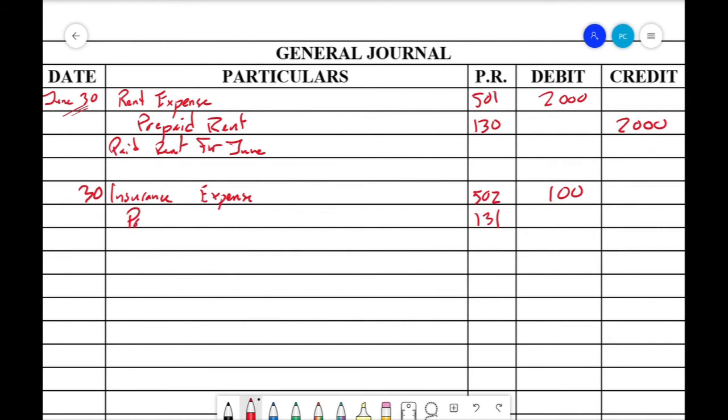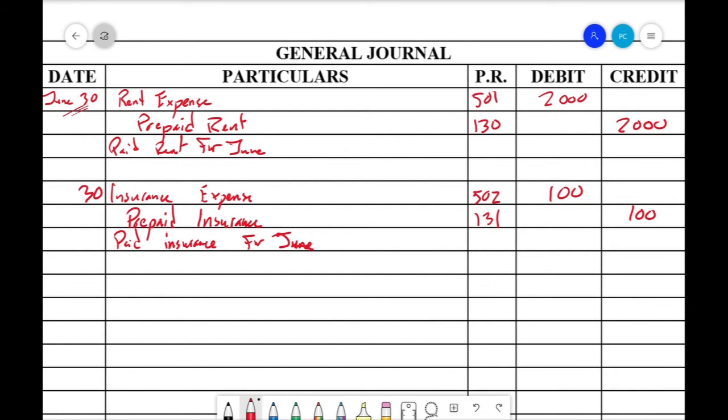So this is our asset account called prepaid insurance, and we are going to credit that $100. So that is paying insurance for the month. So we've got paid insurance for June. There you go. Okay, and then the third one.